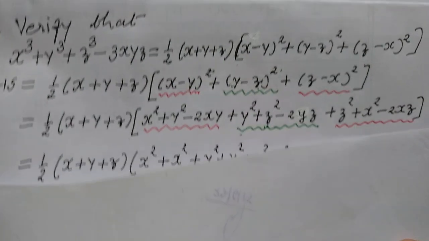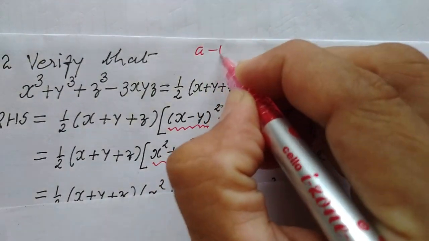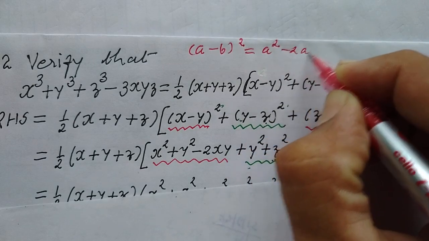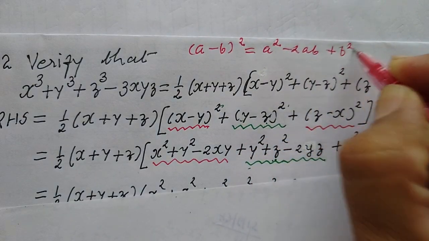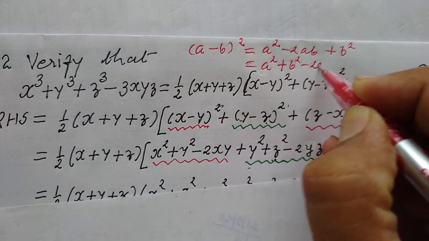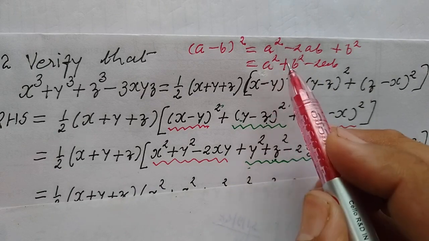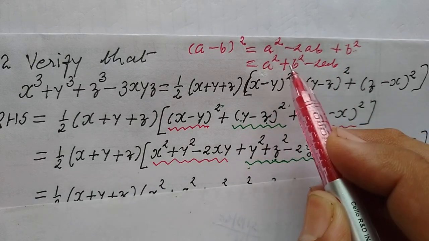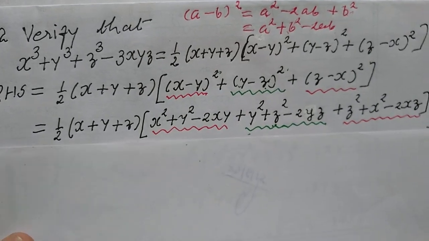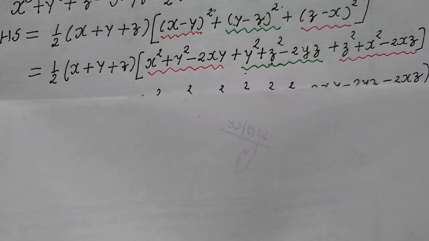Okay, do you remember the formula, or should I remind you? Children, this is the formula: a minus b whole square equals a square minus 2ab plus b square. I changed the order: a square plus b square minus 2ab. a square and b square, meaning b square is written last, that we wrote here, and minus 2ab is here. Now children, we just arrange them.